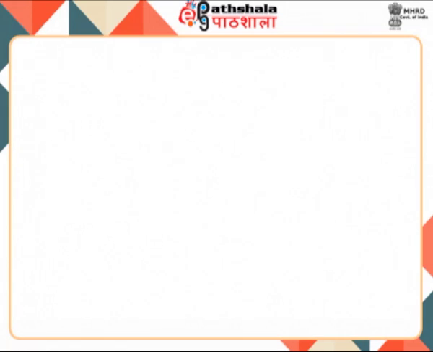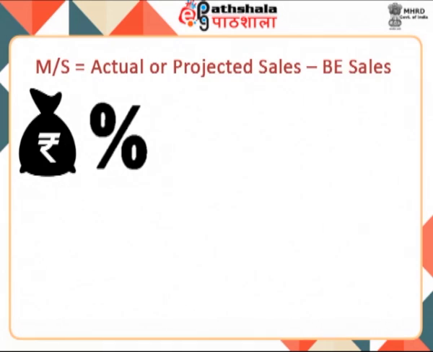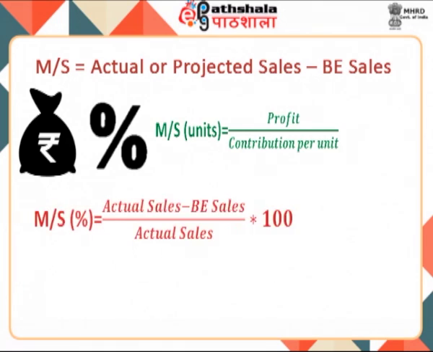The margin of safety is the difference between total sales, that is the actual or projected sales, and the break-even sales. Low break-even point may leave a higher margin of safety. It may be expressed in monetary terms or as a percentage of actual total sales. Margin of safety is equal to actual sales minus break-even sales. Margin of safety in units is equal to profit divided by contribution per unit, or margin of safety in percentage terms is equal to actual sales minus break-even sales whole divided by actual sales multiplied by 100.